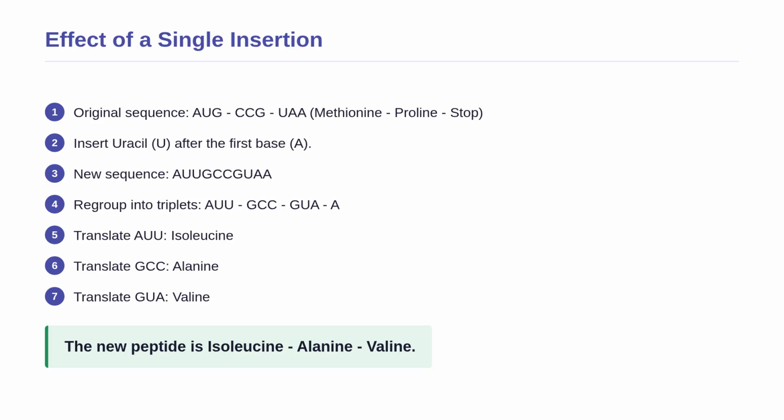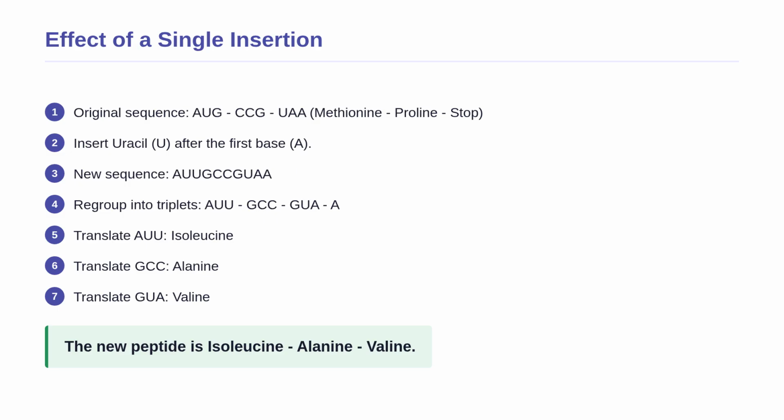Let us demonstrate the devastating effect of a frame shift mutation using our previous sequence. Our original sequence produced methionine and proline. Now, imagine a mutation inserts a single extra uracil base right after the very first letter. The new sequence becomes AUU, GCC, GUAA.